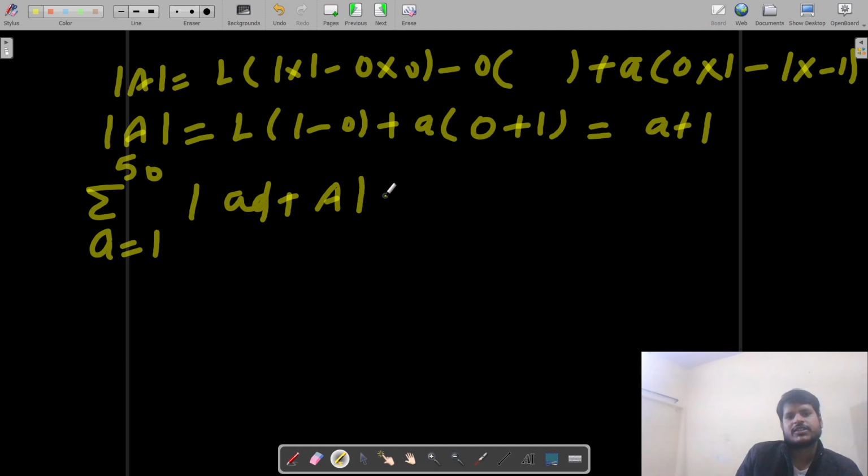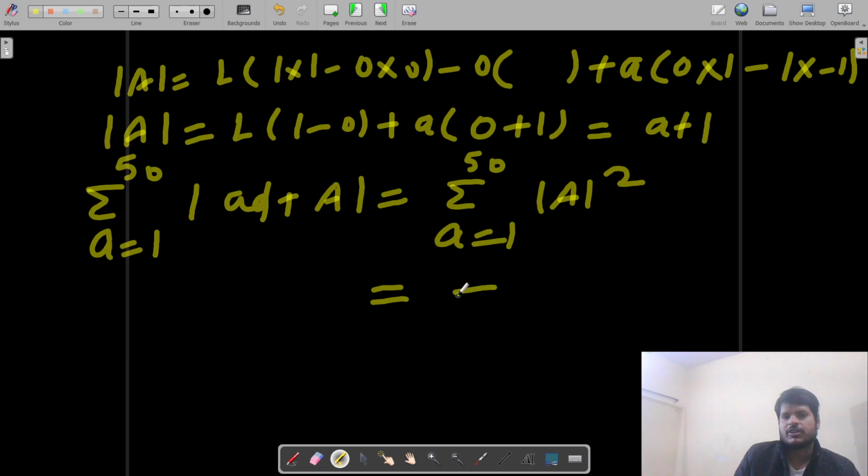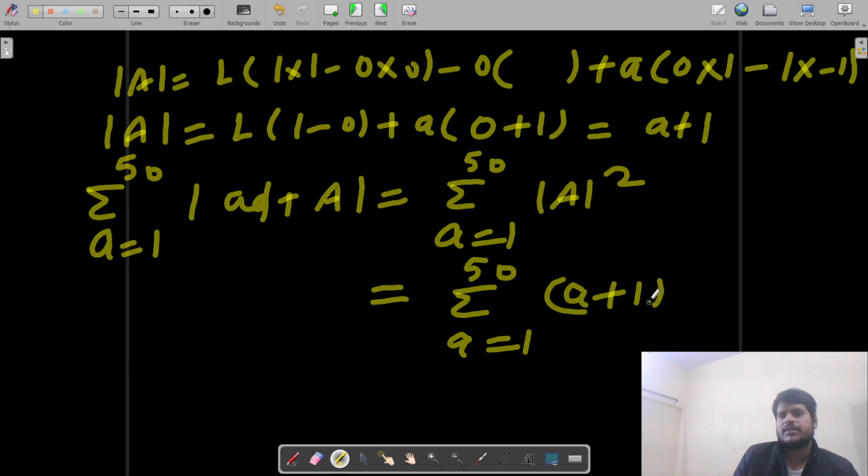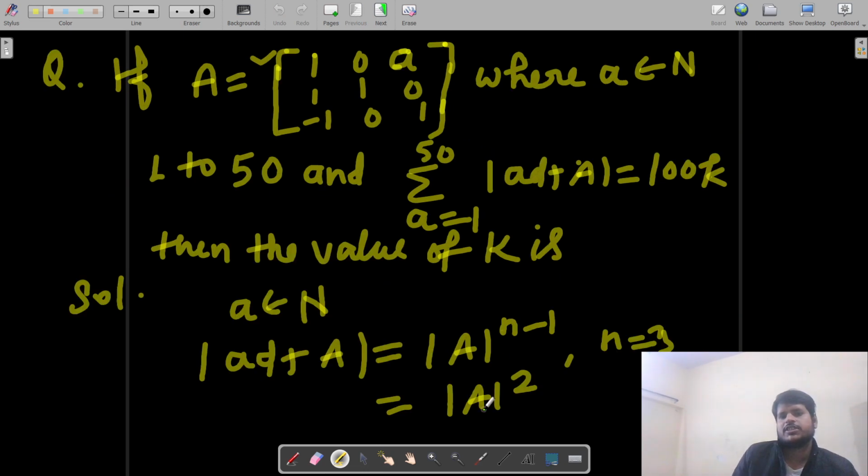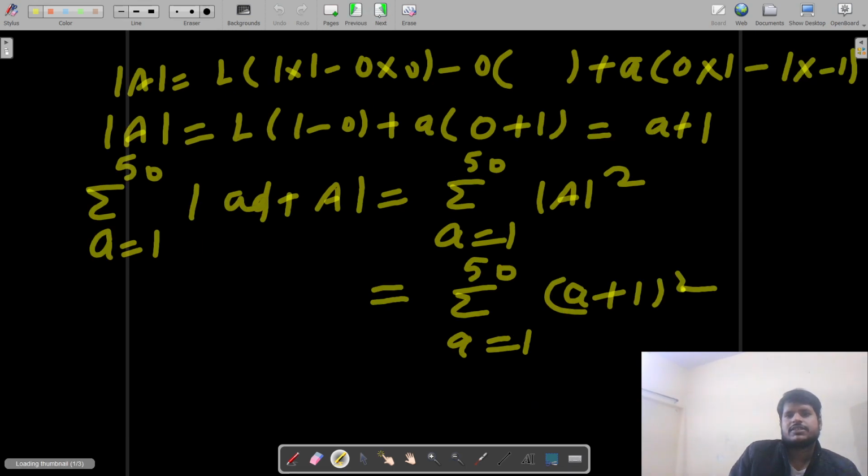Determinant of adjoint A. Now using the formula, determinant of adjoint A is determinant of A to the power n minus 1. According to the problem we have determinant of A square. So the value of determinant of A from the previous slide, you can write here (a plus 1) whole square, right? Now this determinant of adjoint is determinant of A square, right? So now see here.